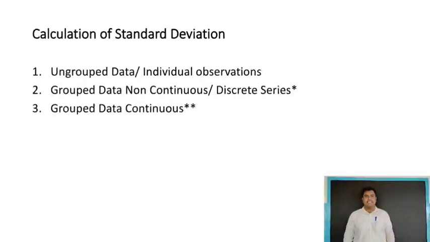So here, when it comes to standard deviation calculation, there are various types of data, starting from ungrouped data or individual observations, followed by group data non-continuous, that is discrete series, and group data continuous. So in this session we shall understand only ungrouped data. In further sessions we'll understand how standard deviation is calculated under discrete series and group data continuous.